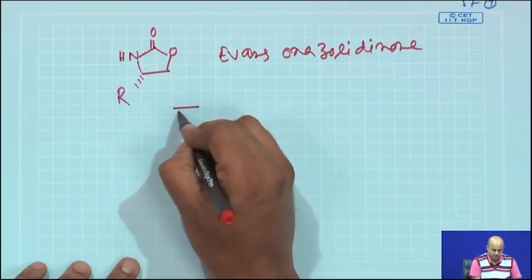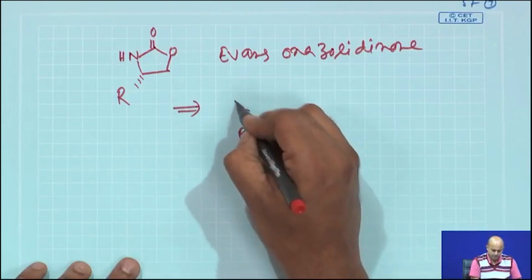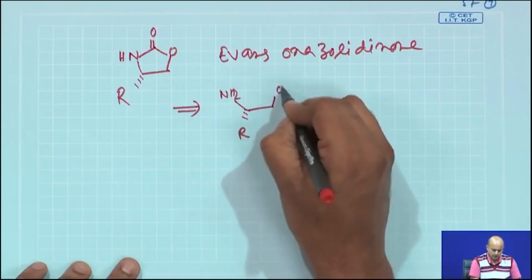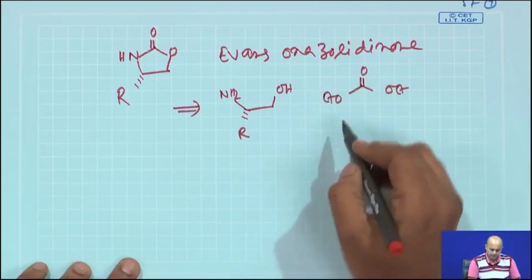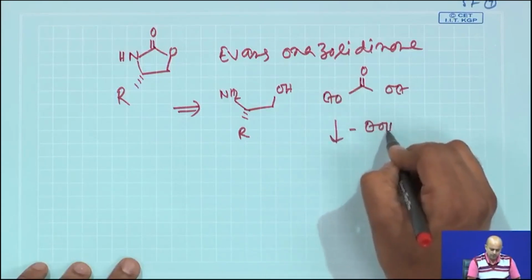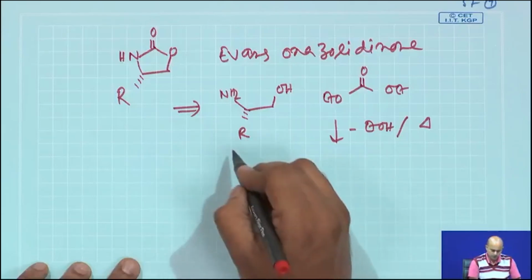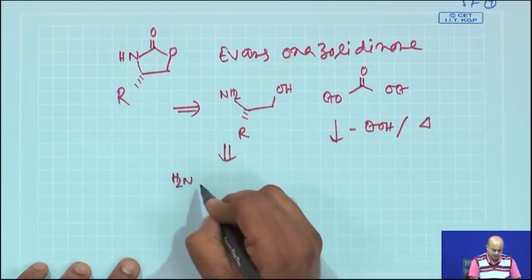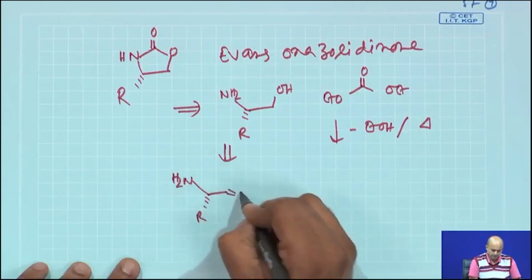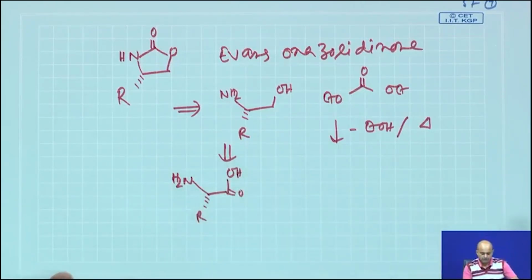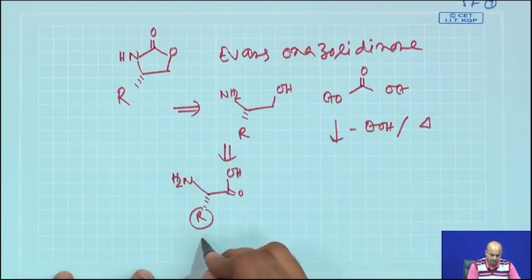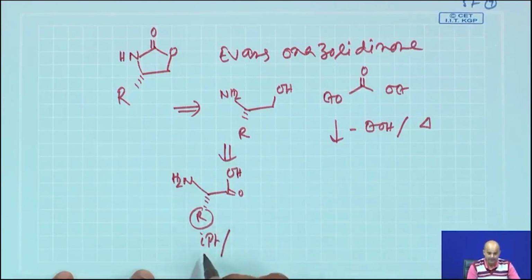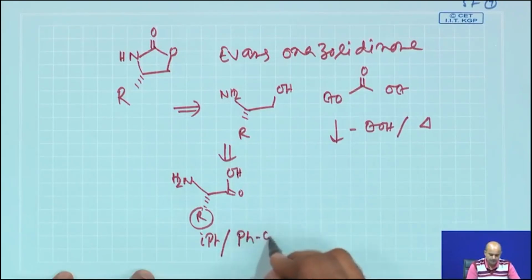These oxazolidinones are best prepared starting from the corresponding amino alcohol. You react this amino alcohol with diethyl carbonate or other reagents, and you can remove 2 equivalents of ethanol by simply heating to get this oxazolidinone. This amino alcohol you can simply get from the corresponding amino acid. Now, the R group should be a little bit bulky, so normally you prefer isopropyl, meaning the amino acid valine, or PhCH2, which is phenylalanine. These compounds are commercially available.